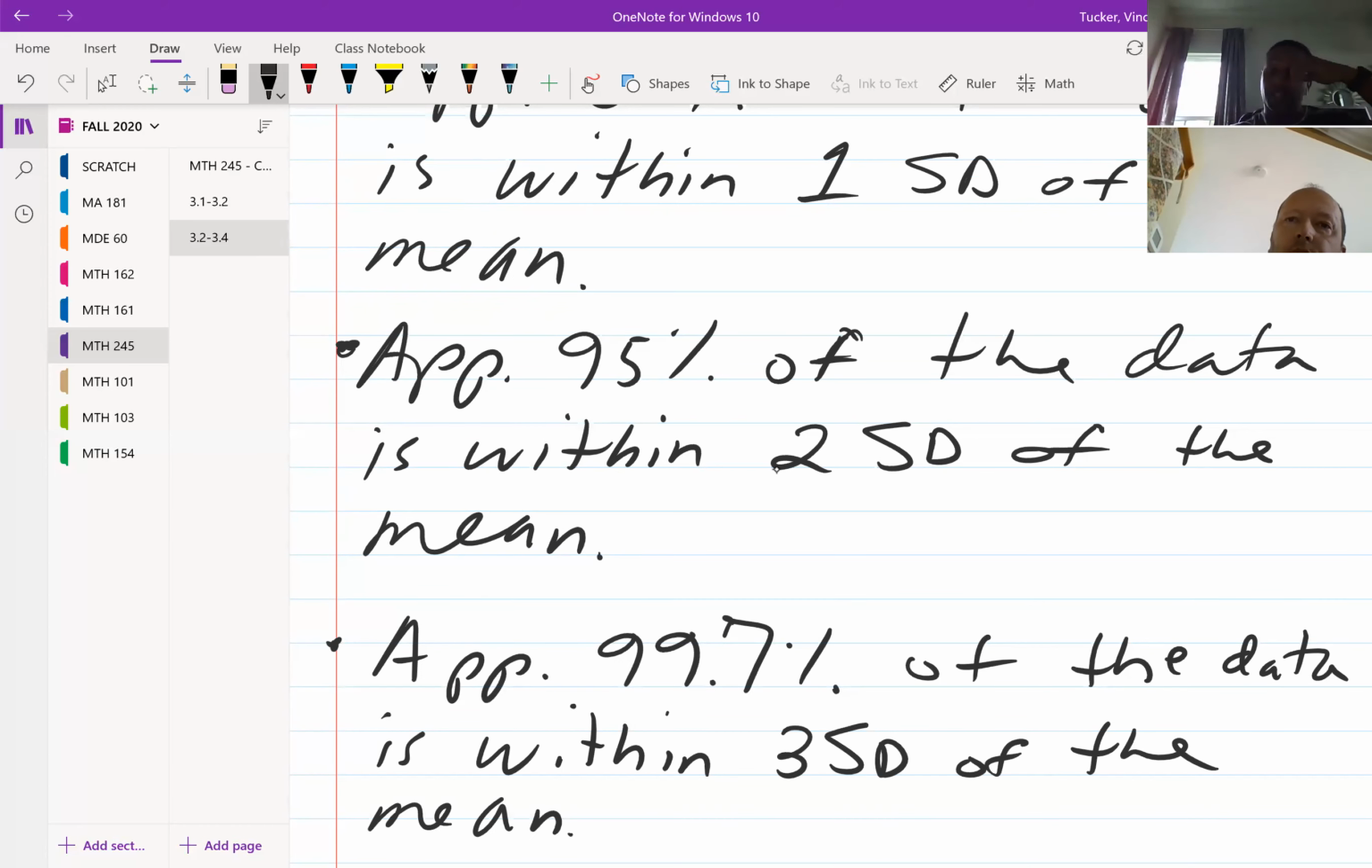All right, so approximately 68% of your data is within one standard deviation of the mean. 95% of the data is within two standard deviations of your mean. And then 99.7% of your data is within three standard deviations of the mean.